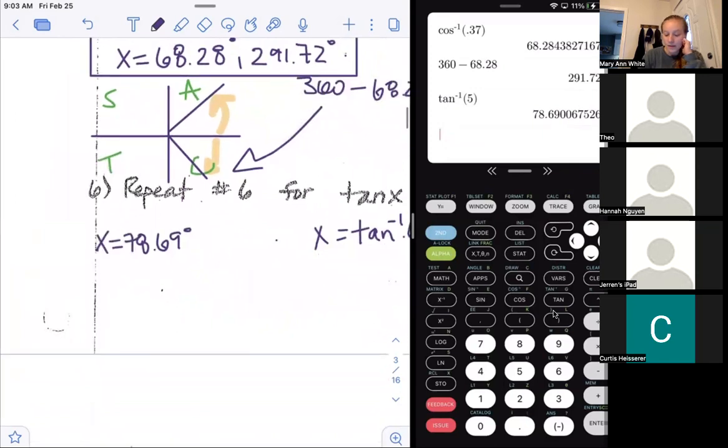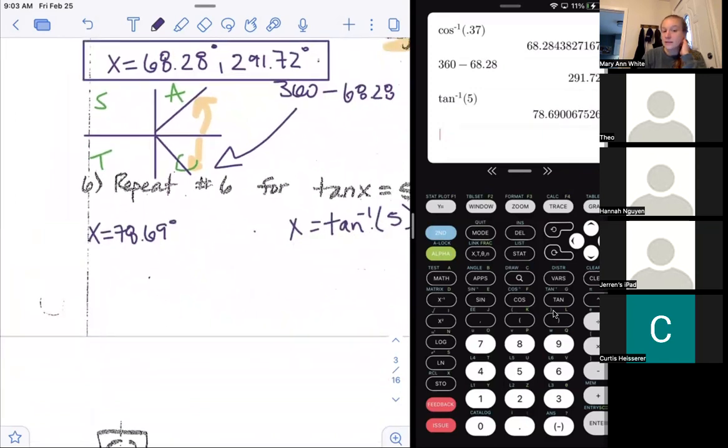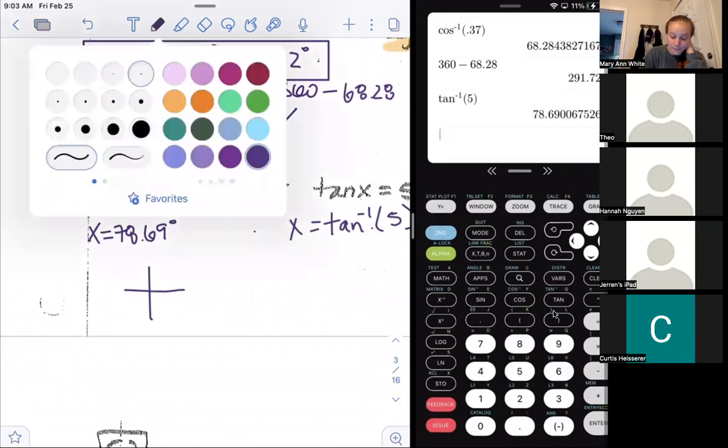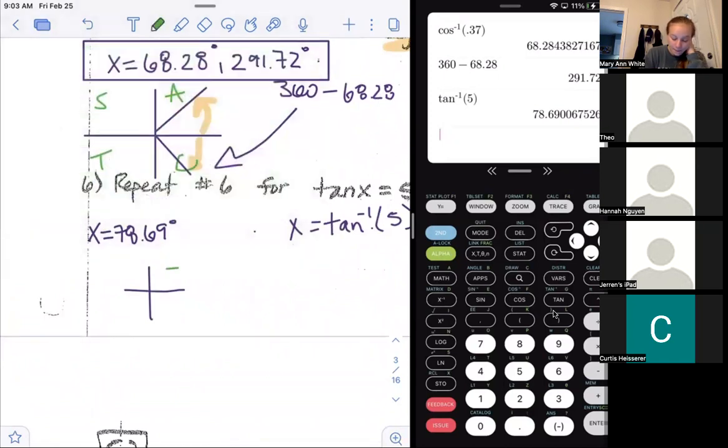Okay, that being said, tangent is +5. So we have to think back to our "All Students Take Calculus" again. I just drew, or we just found, an angle that was 78.69. So that's in my first quadrant, and we know tangent is positive in the first quadrant. Tangent's also positive in the third quadrant though. So I know that in the first quadrant, my angle is 78.69.